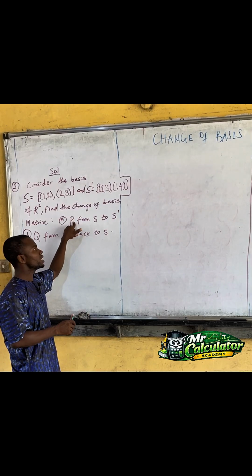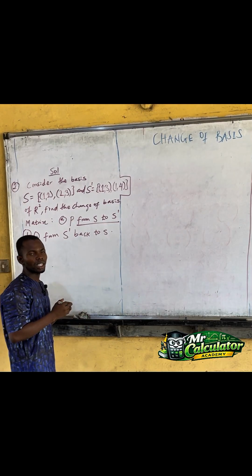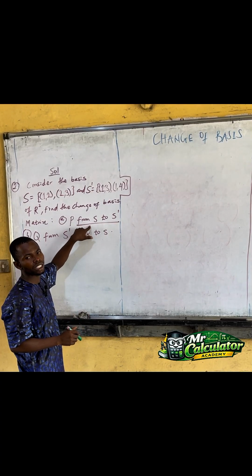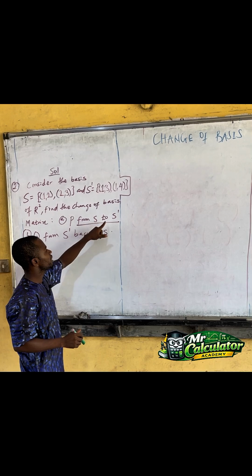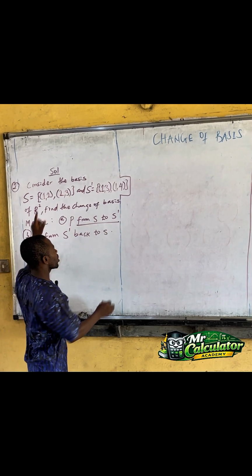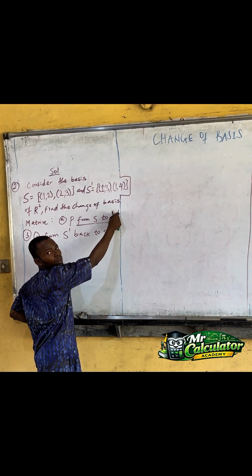It means we are looking for P from S to S prime. I've told you before that from means we want to write the basis of S prime as a linear combination of bases of S. That is from S to S prime.